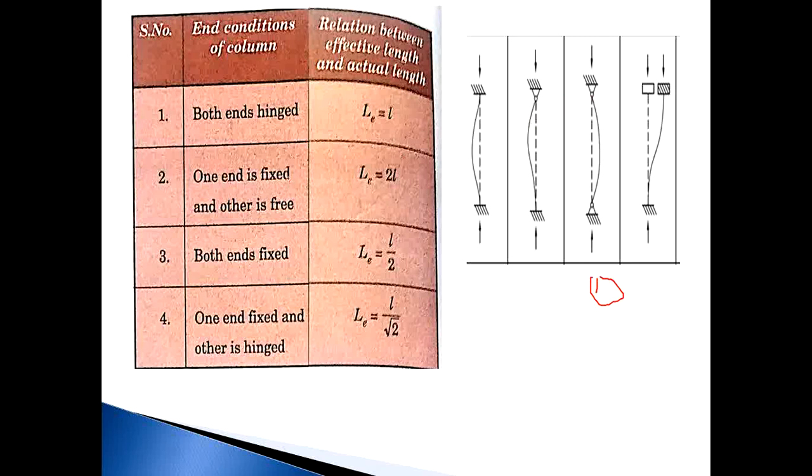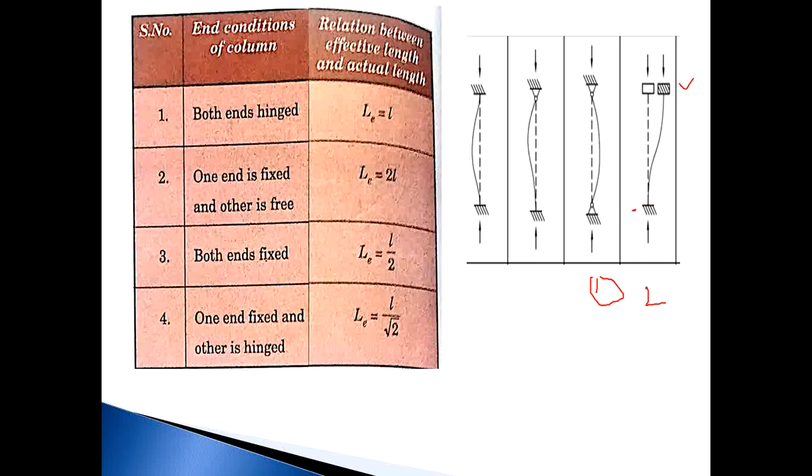Then second one is one end fixed and other end free. So this is the second condition. At that condition, effective length will be L effective equal to 2L. Means effective length is equal to 2 times the actual length.